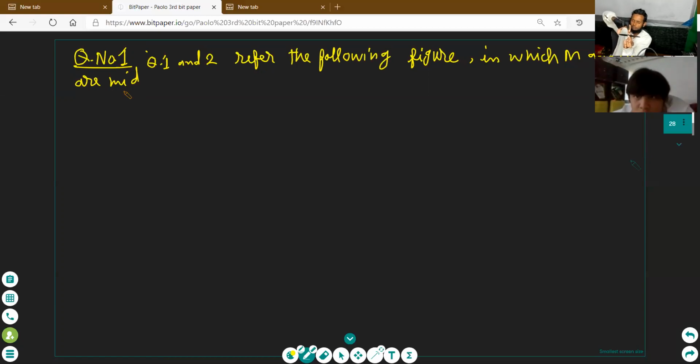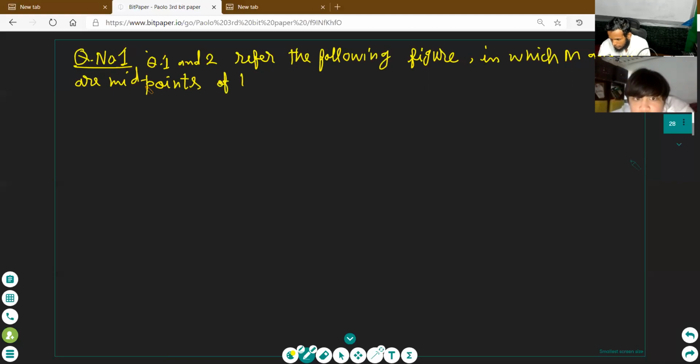What will be the length of this part and this part? 1 and 1. Yes, good. If this length is 10, then this part has 5, this part has 5. Clear? M and N are midpoints.